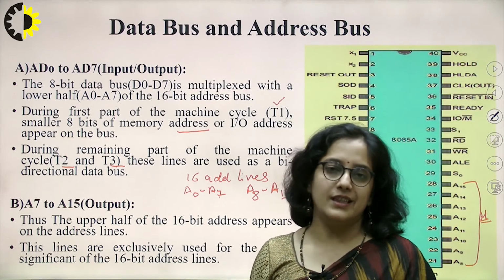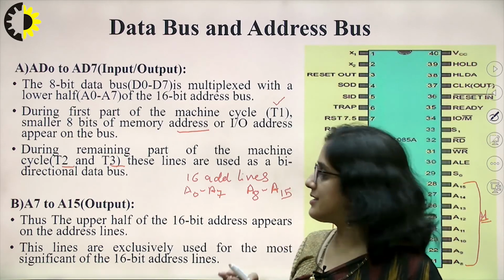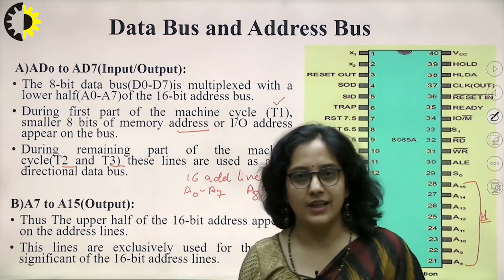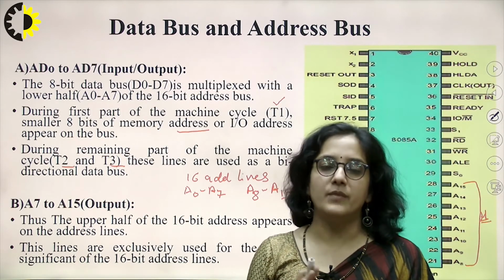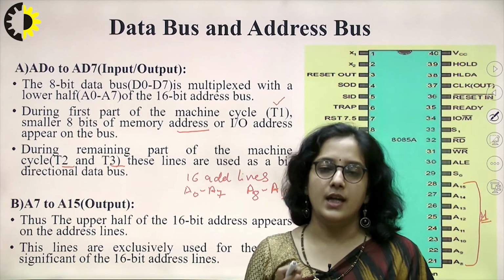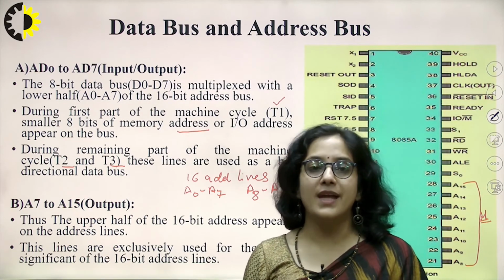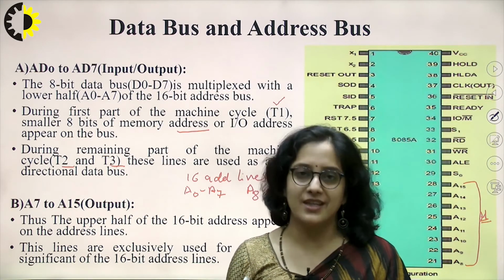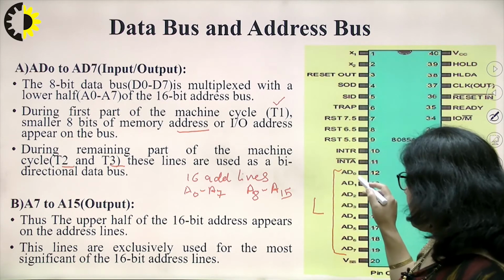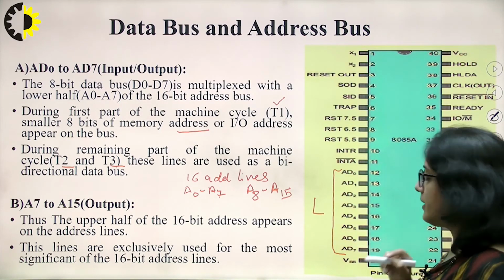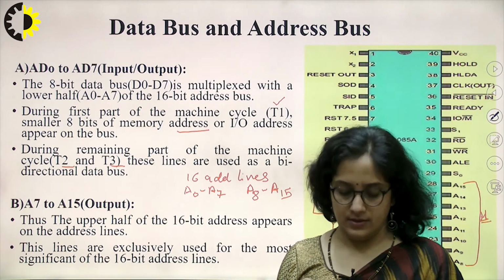We will see in the timing diagram in more detail how it will look, but just remember that there are total 16 address lines. We divided them into groups of 8. One group is A0 to A7, another group is A8 to A15. A8 to A15 are higher order address lines, and A0 to A7 are multiplexed with data lines, that is D0 to D7. And these D0 to D7 lines, pin number 12 to pin number 19, will work as data only in the T2 and T3 timing cycles.